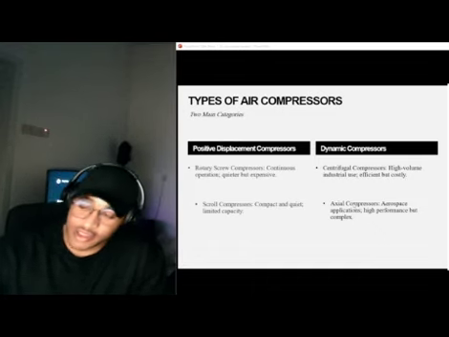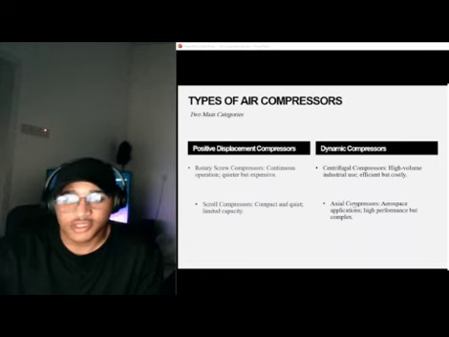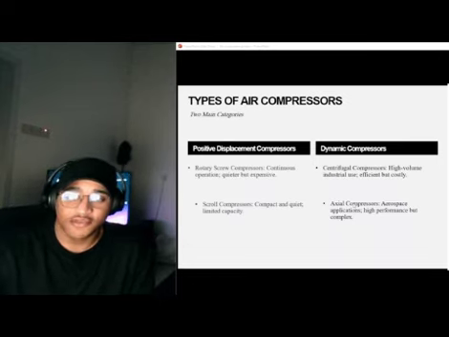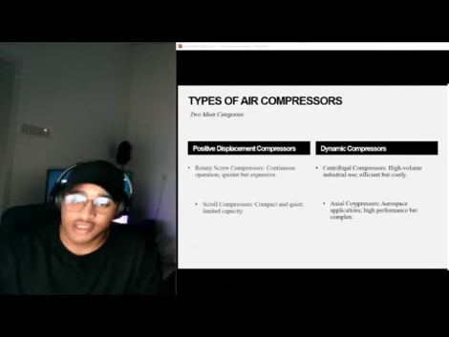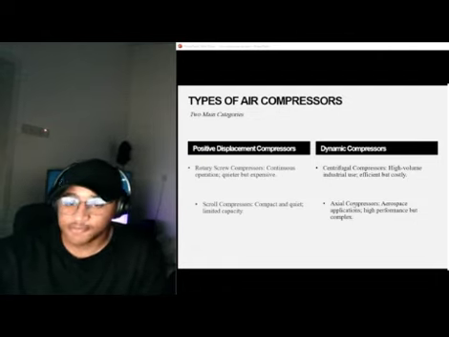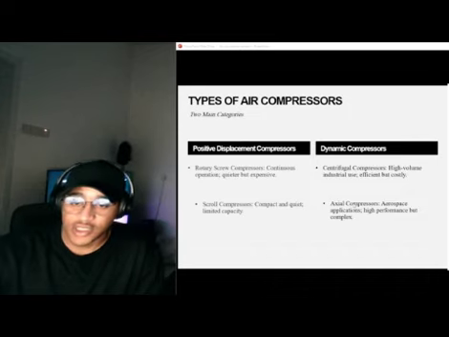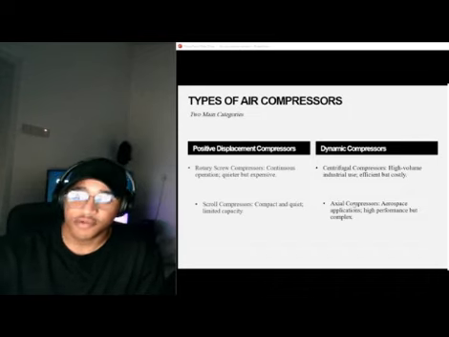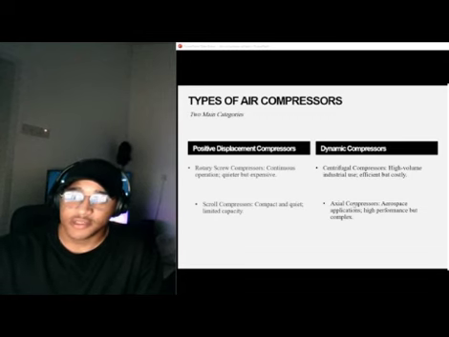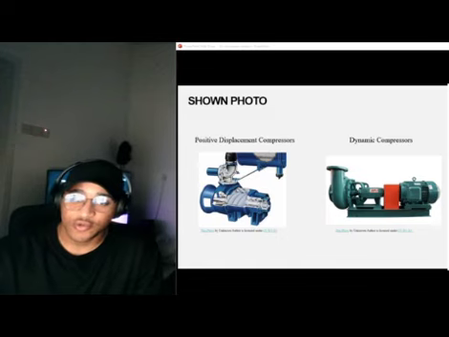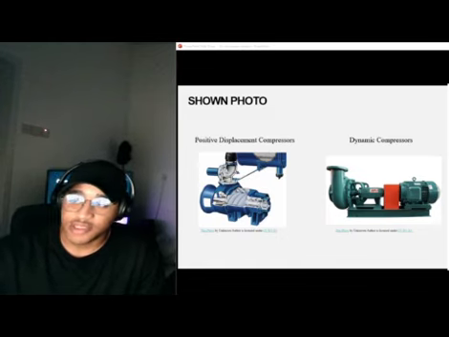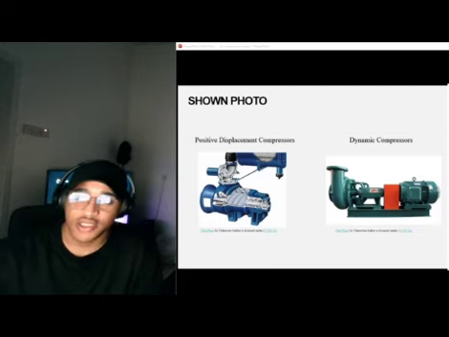On the other side, the dynamic compressor has high volume and efficiency, but it's costly, expensive, with a high cost. The axial compressor is used in aerospace applications and has high performance but is complex. Here is a photo, an example of the positive displacement compressor. This one is rotary, and this is the dynamic compressor.